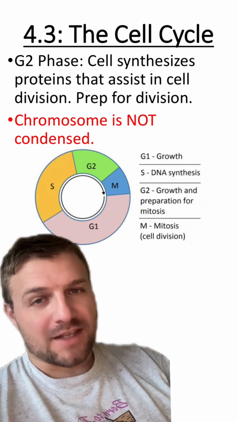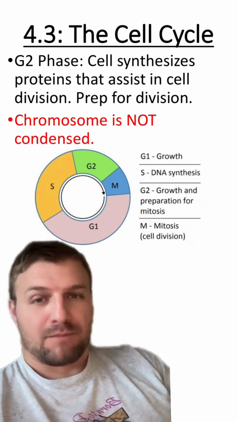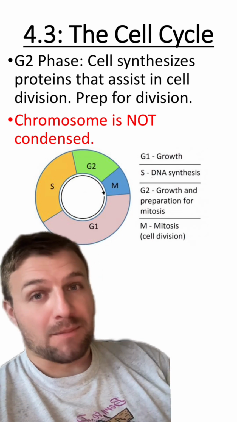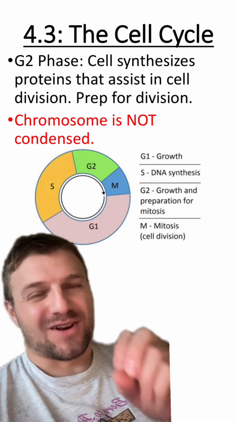During G2 phase, the cell is going to synthesize proteins it's going to need for cell division. Basically, this is a prep for the next step, which is the cell dividing. And once again, the chromosomes are not condensed yet.